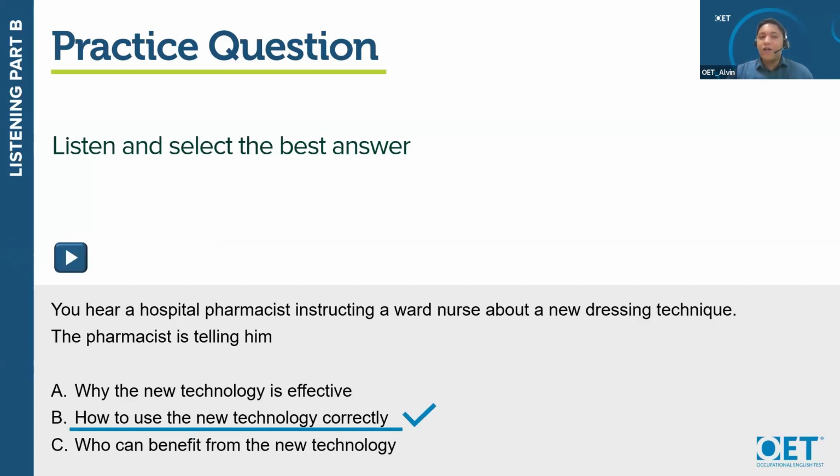All right, so here you hear a hospital pharmacist instructing a ward nurse about a new dressing technique. So the pharmacist is telling him why the new technology is effective, how to use the new technology correctly, or who can benefit from the new technology. My bad, I showed you the answer right away.